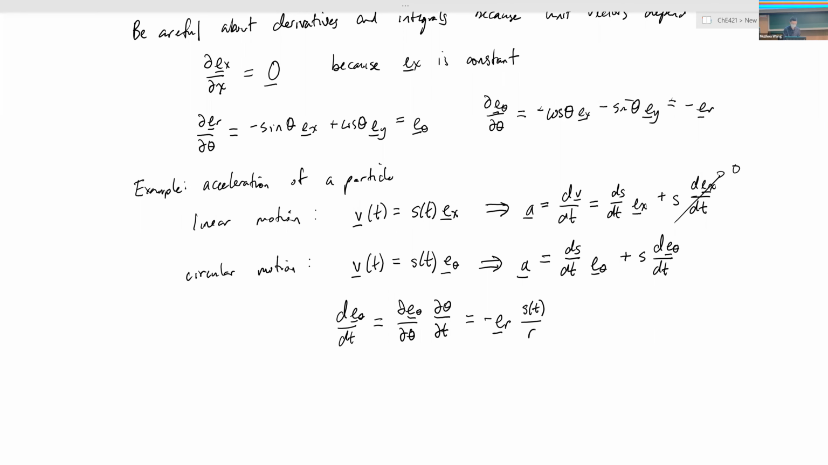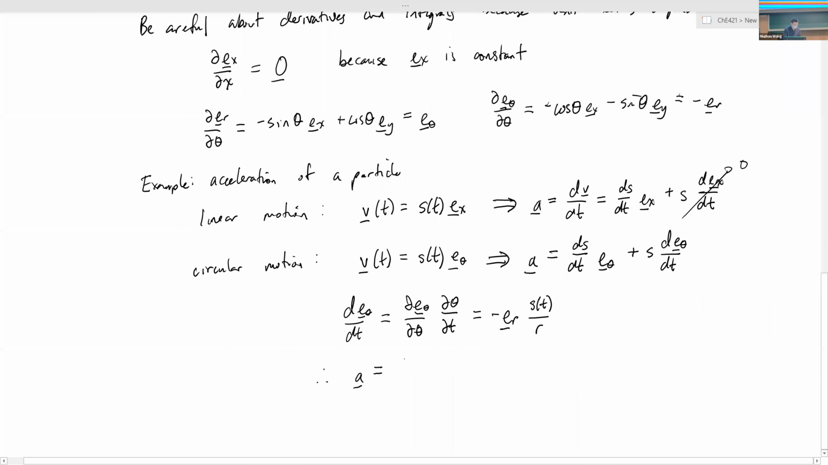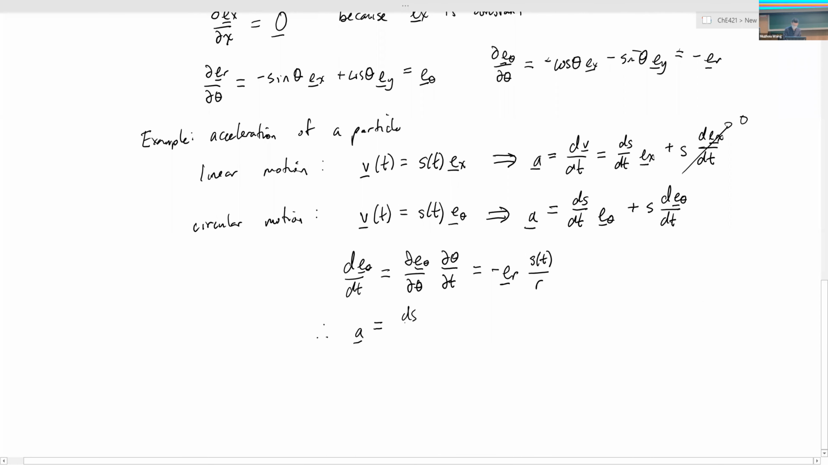And so therefore, my acceleration is just, well, this right here: ds dt e theta. And now I have something in the r direction as well. I have s times er times s over r. So I have minus s squared over r times er.